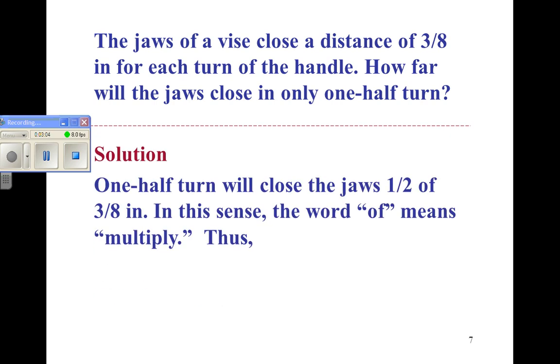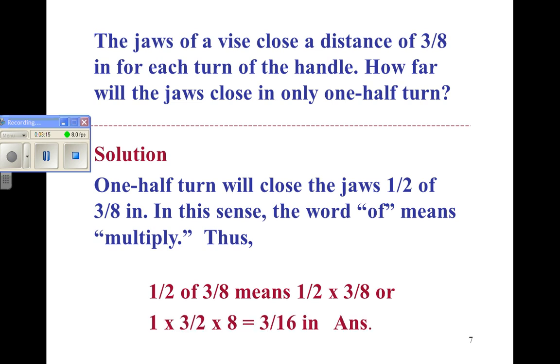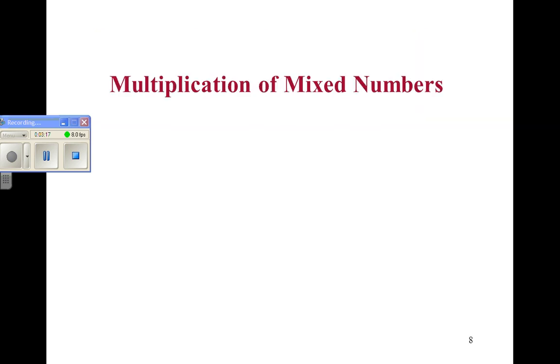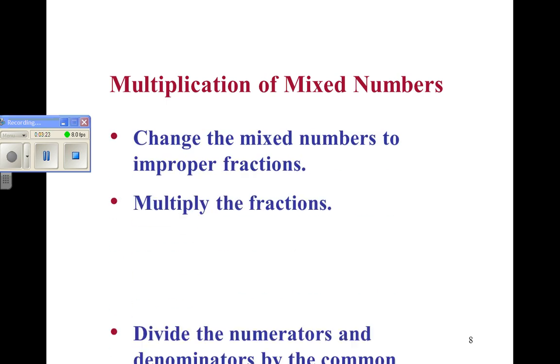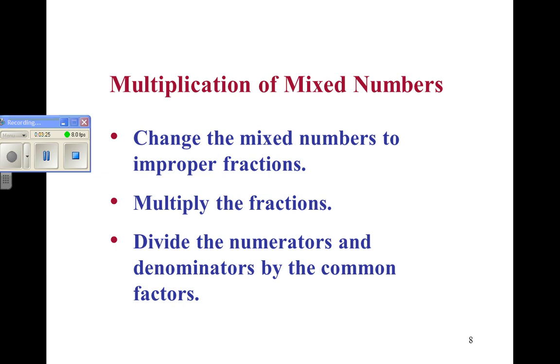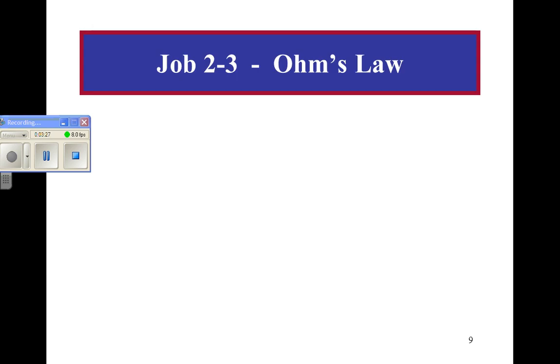Okay. 1/2 turn will close the jaws 1/2 of 3/8 inch. In this sense, the word of means multiply. So 1/2 of 3/8 is 3/16. Okay. Multiplication of mixed numbers. Change the mixed numbers to improper fractions. Multiply the fractions. Divide the numerators and denominators by the common factors.